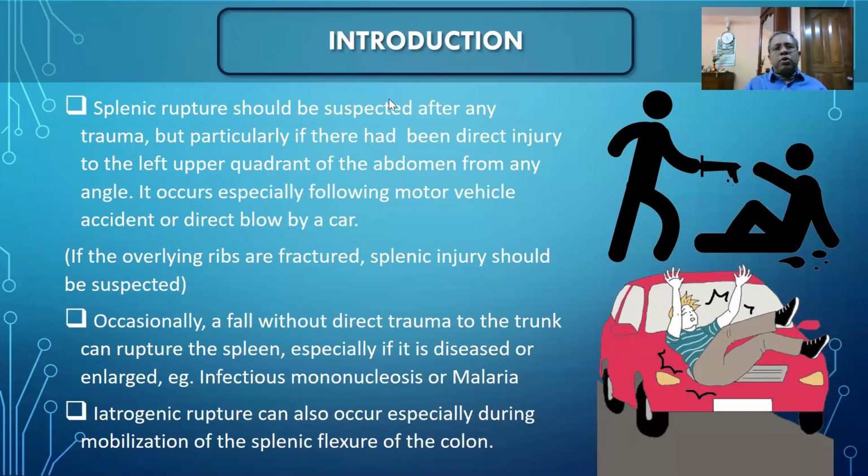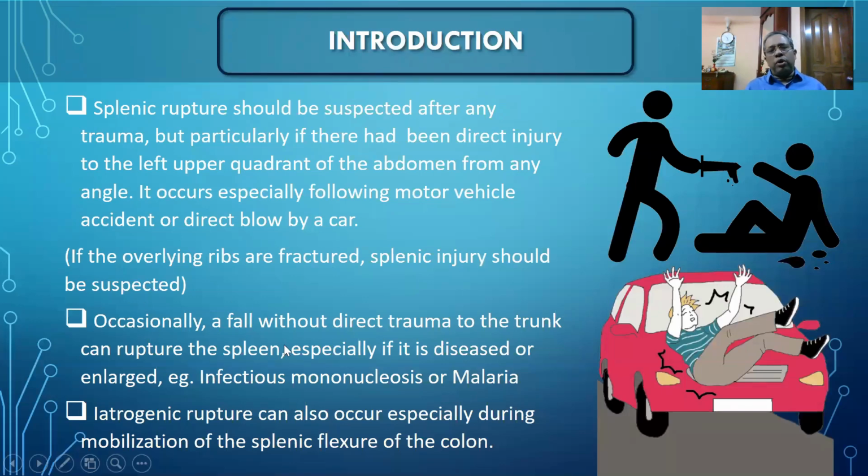So splenic rupture should be suspected after any trauma, but particularly if there has been direct injury to the left upper quadrant of the abdomen from any angle. It occurs especially following a motor vehicle accident or a direct blow by a car. If the overlying ribs are fractured, splenic injury should be suspected.